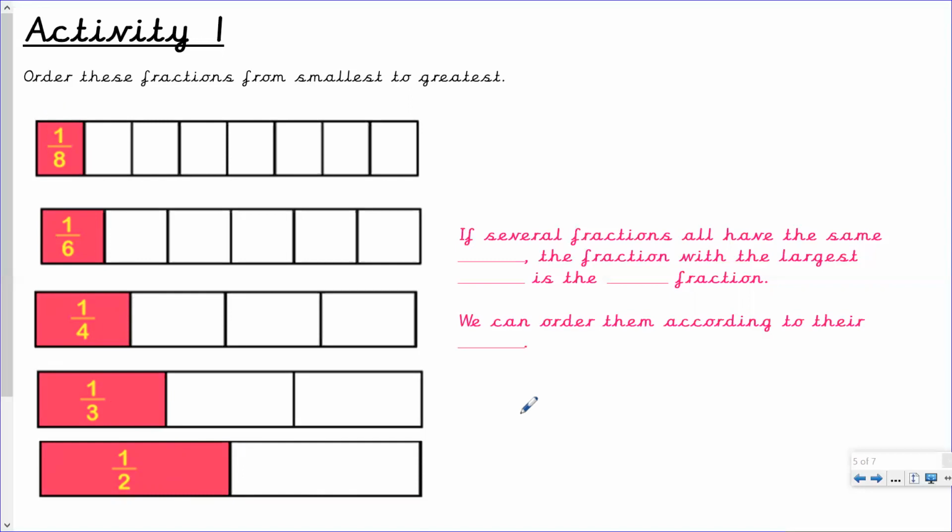If several fractions all have the same, what do they all have that's the same? The numerators are the same. So if several fractions all have the same numerator, the fraction with the largest denominator is the smallest fraction. We can order them according to their denominator. So you know the fraction that has the largest denominator is going to be the smallest only if the numerators have all the same value.